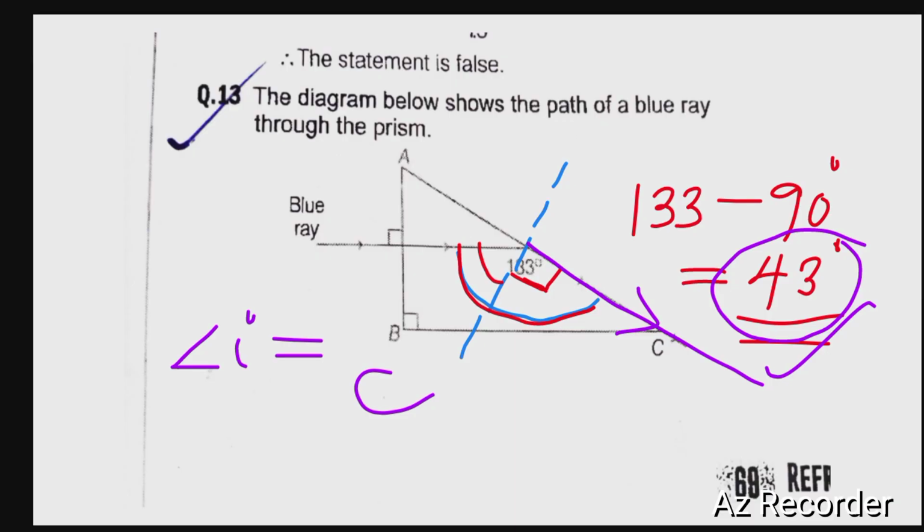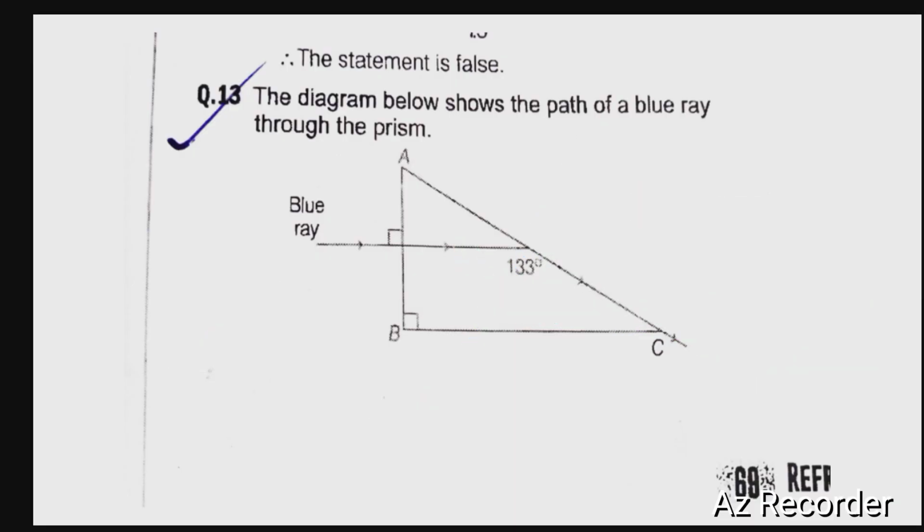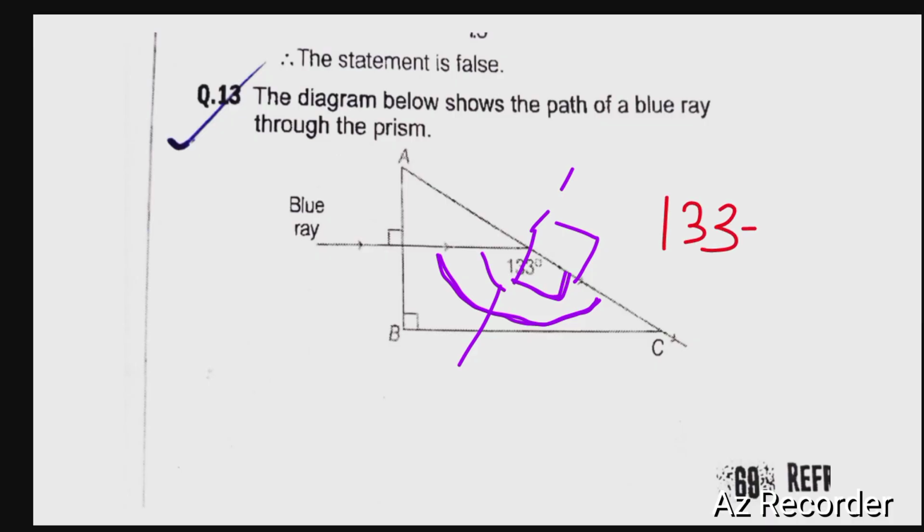Once again I will explain what I have explained now. Given the total angle measure is 133 degrees. We know that the light after striking the surface AC grazes through the surface. That means when it passes through the surface, the angle of refraction is 90 degrees. So here it is 90, and this measurement will also be 90 degrees. Moreover, the total angle measurement is 133. So how do we calculate this particular angle? This angle can be calculated by 133 minus 90, which is equal to 43 degrees.